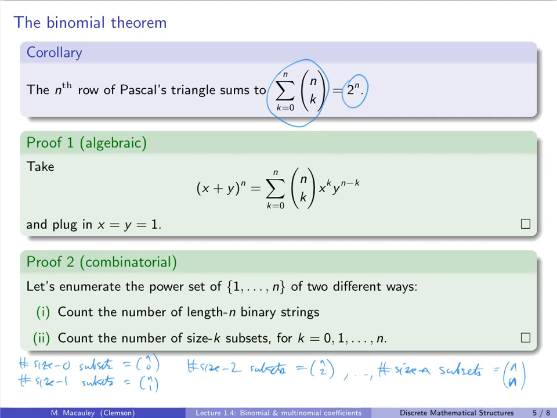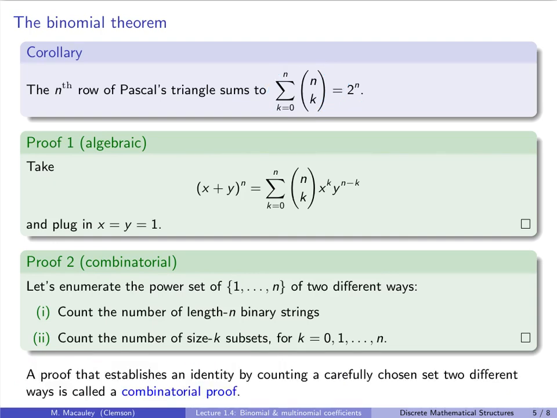I really like both of these proofs, and I'll let the choice be up to you as to which one you think takes the cake, because I think they're both really neat. Let me just finish this slide by reminding you that a proof that establishes an identity by counting a carefully chosen set two different ways is called a combinatorial proof, and more on this later.